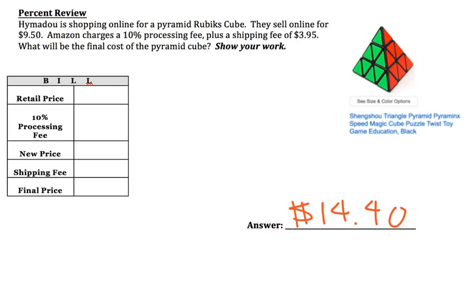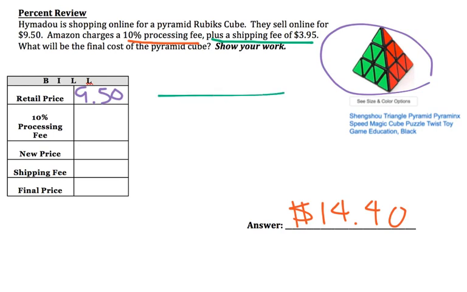Okay, so doing some percent review, we have this Rubik's Cube online, this pyramid cube, and it has a retail price of $9.50. Amazon charges a processing fee of 10%, which is sort of like a tax, and then after that, plus a shipping fee of $3.95. So first, we can figure out how much 10% is. So the original price is $9.50.